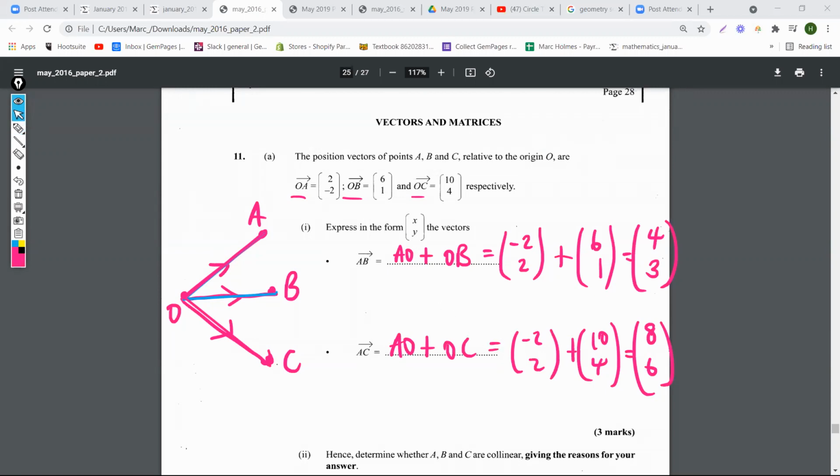Everybody understand this? Is it making sense to you guys? Sir, the first one, I don't understand how you get 4, 3. Oh, I get the 4, 3. You take away 2 from 6, right? I add them. Minus 2 plus 6 will give me 4. This is negative 2, and then plus 6 will give me 4. And then 2 plus 1 gives me the 3.